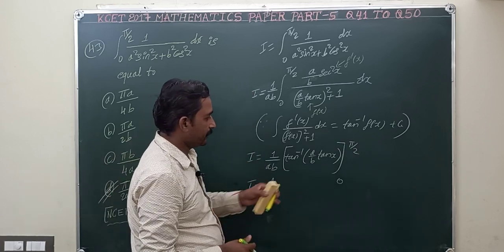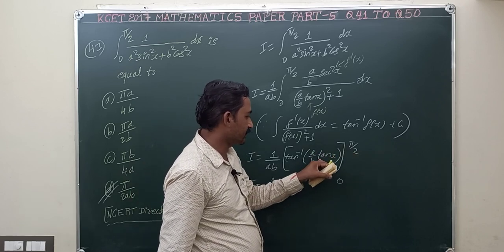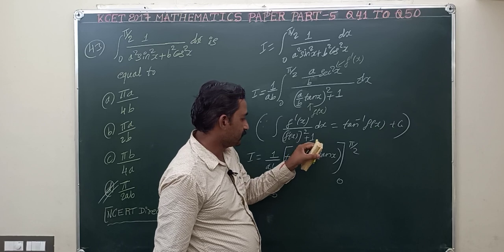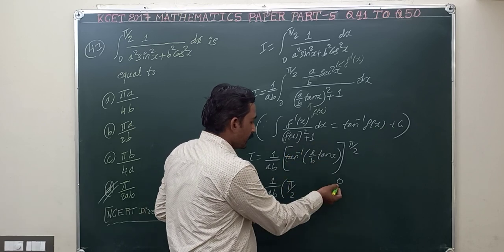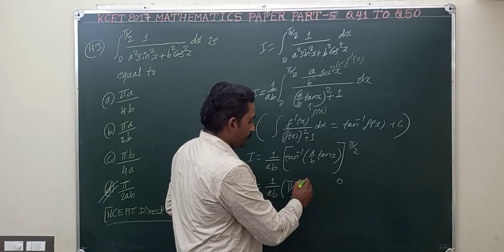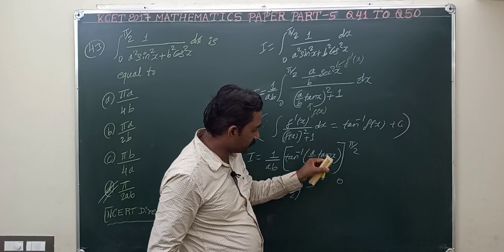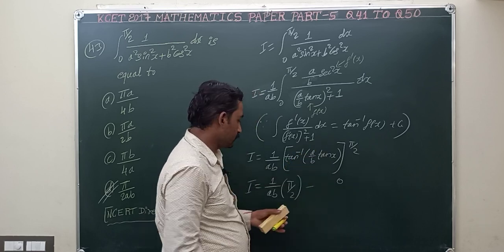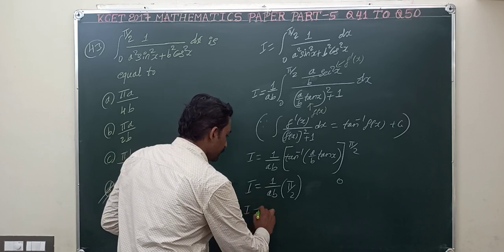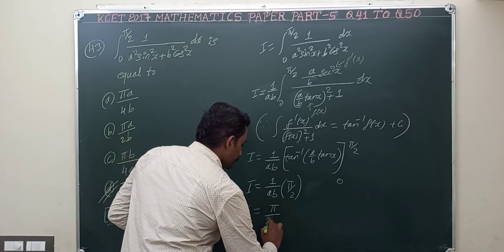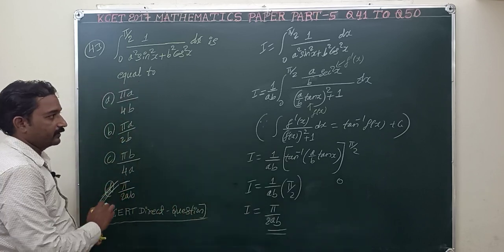Apply the upper limit tan pi by 2. In this case, tan pi by 2 is infinity, and tan inverse of infinity is once again pi by 2. Then apply the lower limit, minus tan 0, which is 0. Tan inverse 0 becomes 0. So only the upper limit contributes, and we get the answer I is equal to pi by 2ab. So this is a standard result. Answer is pi by 2ab. Take down.